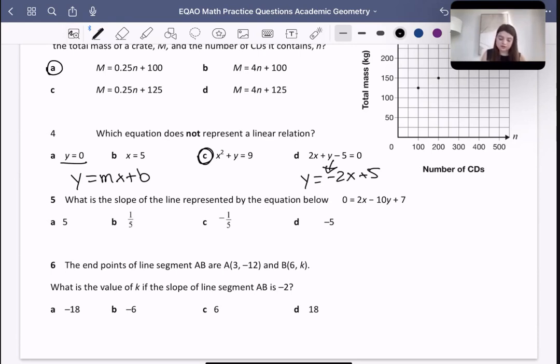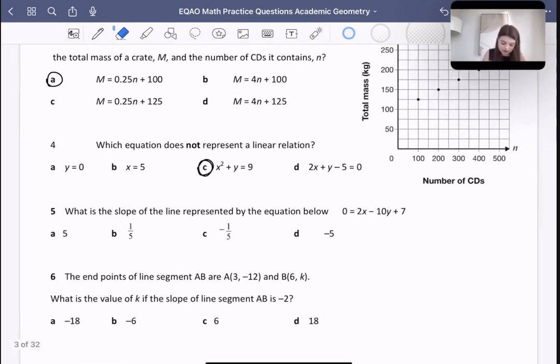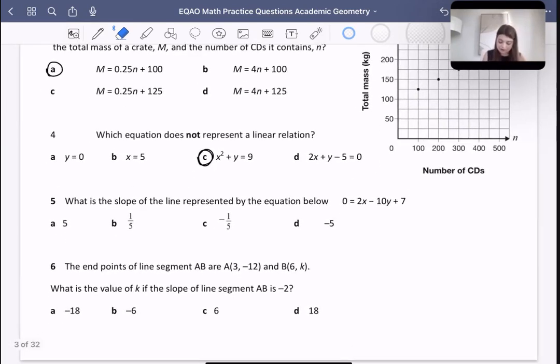It's good. So C is the answer because something we definitely cannot have under any circumstances in a linear relation is a squared, right? It's actually a different type of relation called a quadratic relation, which we'll learn in grade 10 as soon as we see that squared. So therefore, C does not represent a linear relation.